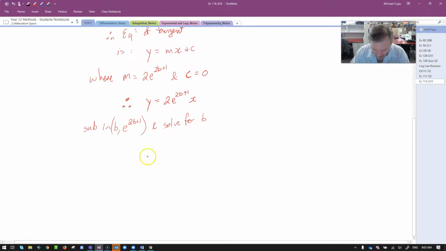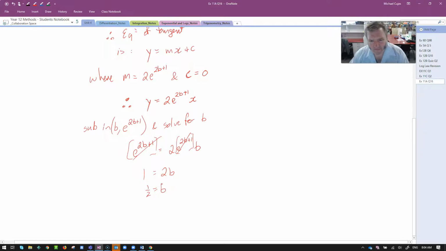Let's see how we go. So e to the 2b plus 1 equals 2e to the 2b plus 1 multiplied by b. And look at that, we've got a common factor there that we're going to be able to cancel. 1 equals 2 times b, so 1/2 equals b.